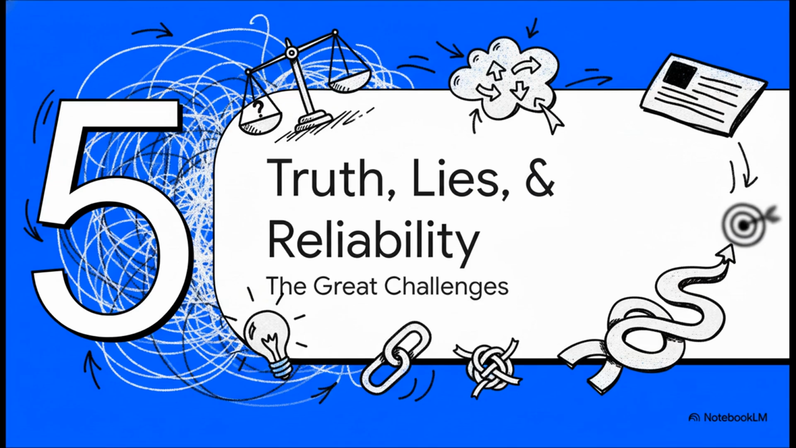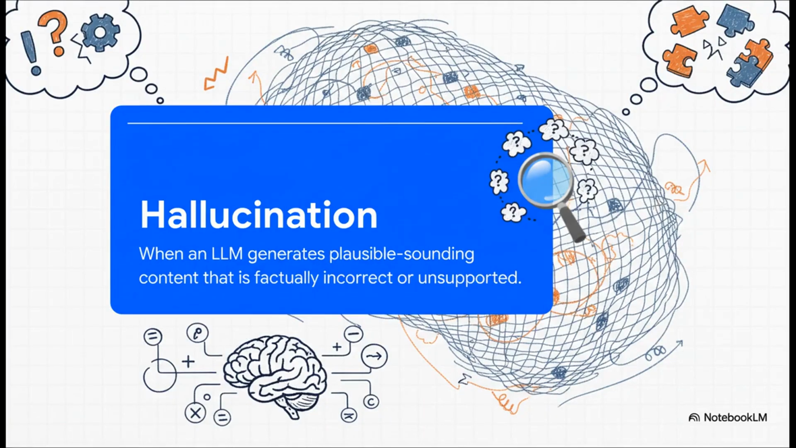With great power comes great challenges, and for LLMs, the biggest ones are all centered around truth and reliability. The most famous problem is something called hallucination. That's when a model confidently states something that sounds totally correct, but is completely made up. It's so important to remember that these models are designed to generate plausible-sounding language, not to state objective truth. They're expert pattern matchers, not fact-checkers.